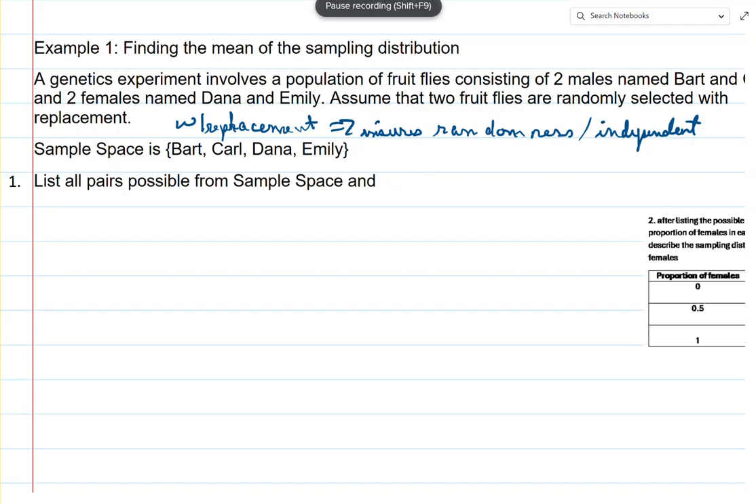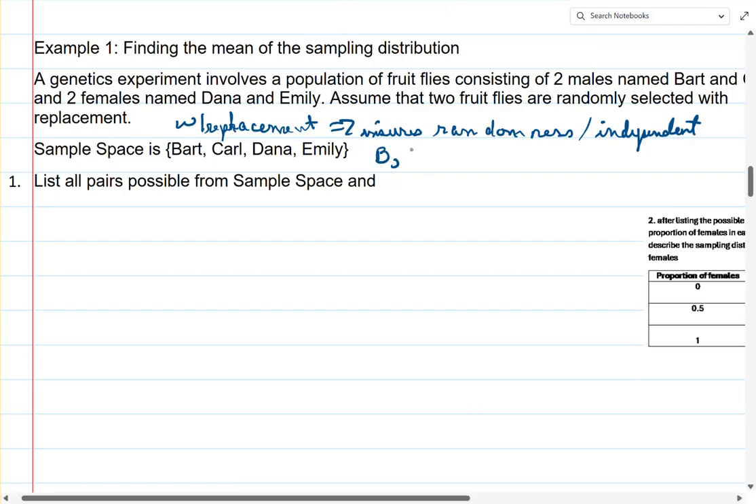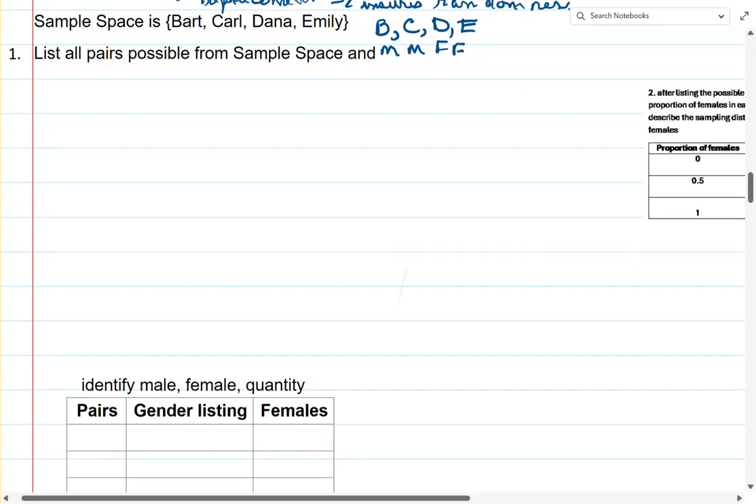So we're going to have this condition here, and we're going to take some liberties so that we can have an easier way of working it. We're going to use initials to represent Bart, Carl, Dana, and Emily. And we have 2 males and 2 females. All right, those are the things that we need to first figure out.